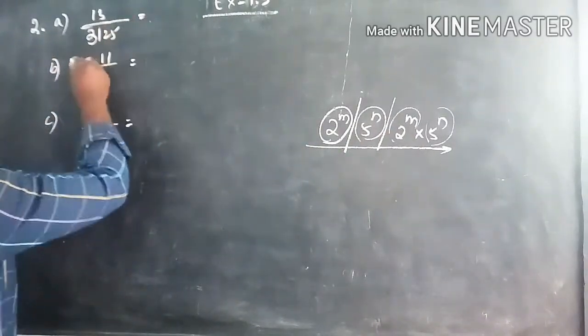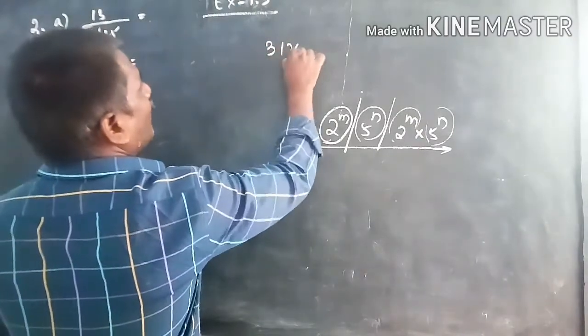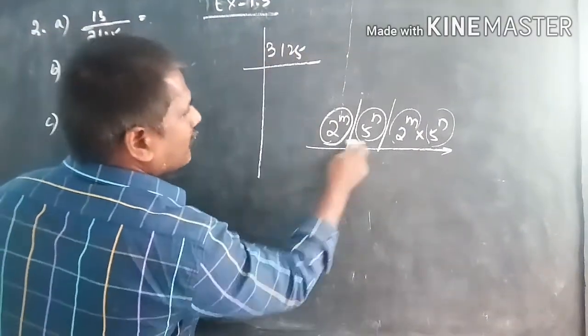Let us see the first one, 3 by 125. Let us check whether the denominator is in that form or not.